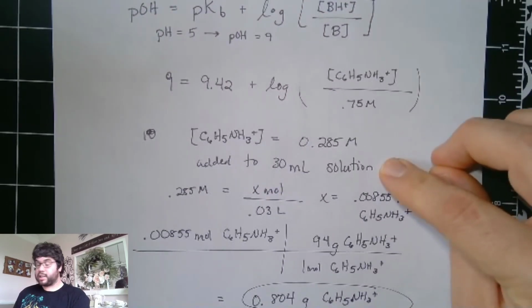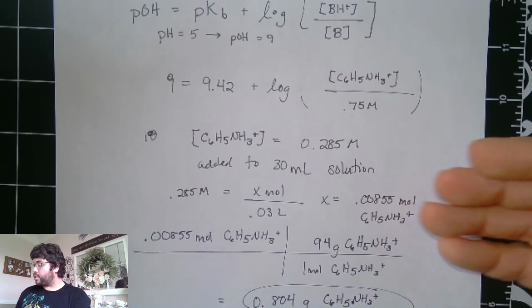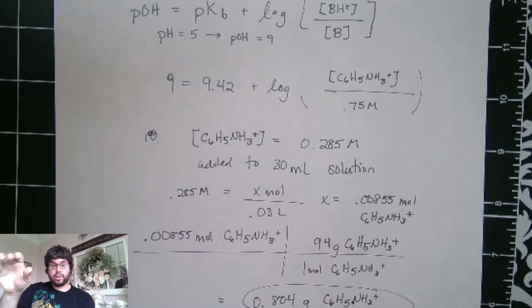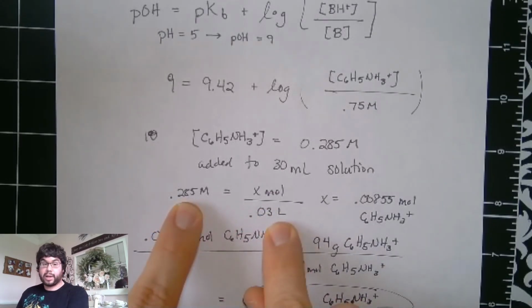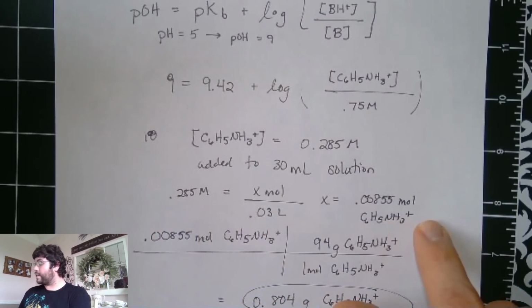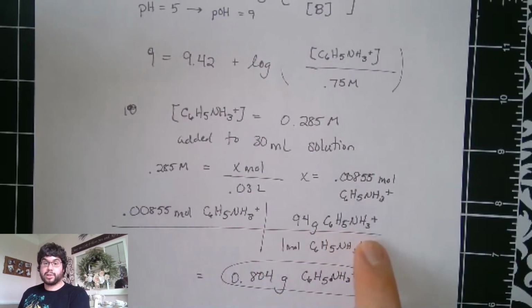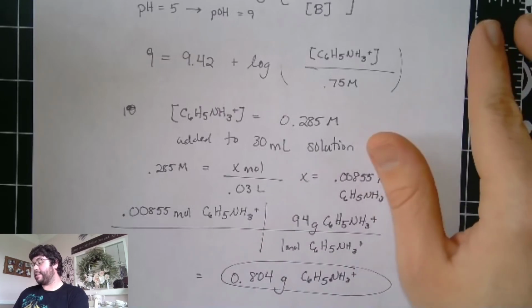Also, it's a 330 milliliter solution, so I'm going to take concentration, get it into moles, and then from there get it into grams. So concentration multiplied by 0.03 liters gives us this many moles of the conjugate acid, and then convert from moles to grams, and we get 0.804 grams of our conjugate acid.